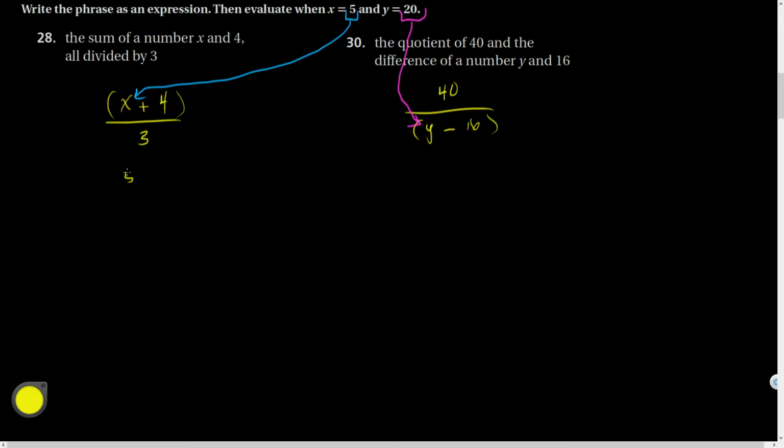So let's see. So 5 plus 4 divided by 3. Order of operations, like I said, fraction bar is a grouping symbol. We're going to add first. So that's 9 divided by 3, and 9 divided by 3 is 3. So that's the evaluated expression when x was equal to 5. And over here, 40 divided by 20 minus 16. 20 minus 16 is 4. 40 divided by 4 is 10.